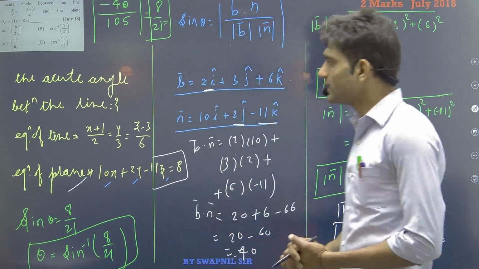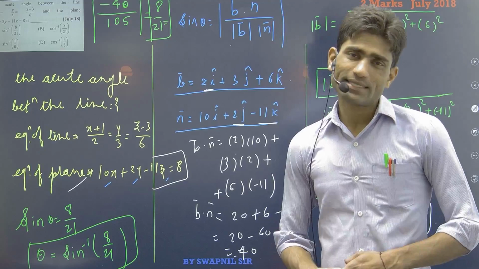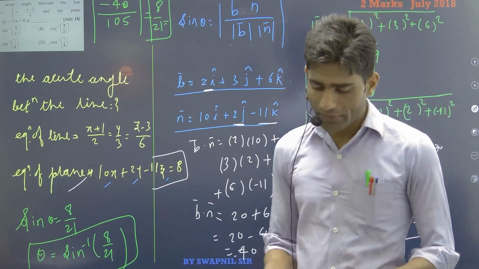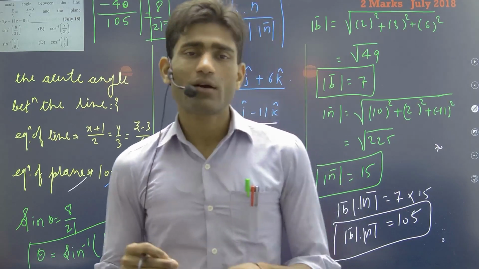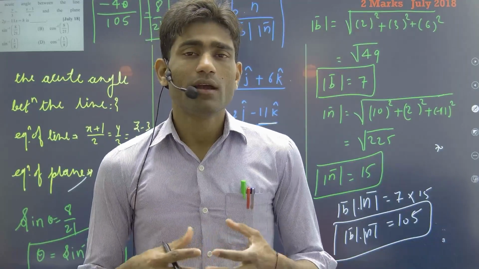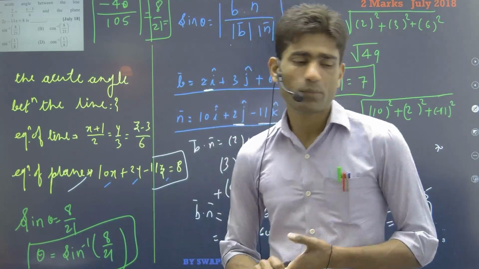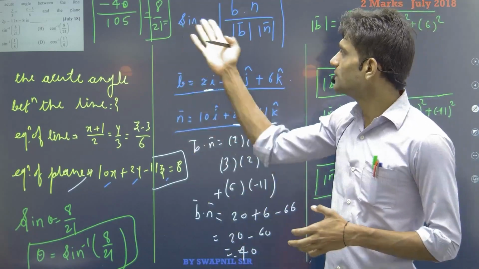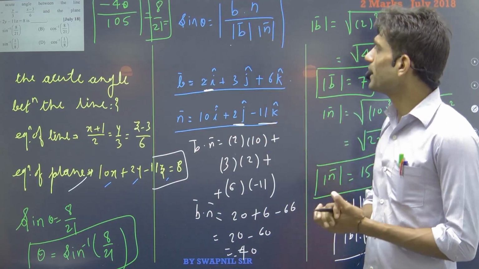Now see how easy this type of question is. You just need to apply some basic concepts: first, how to find the position vector for our line and plane; second, how to take their dot product and how to find their modulus. These two concepts are important here. Directly apply the standard formula: sine theta is equal to b bar dot n bar upon modulus of b bar into modulus of n bar.